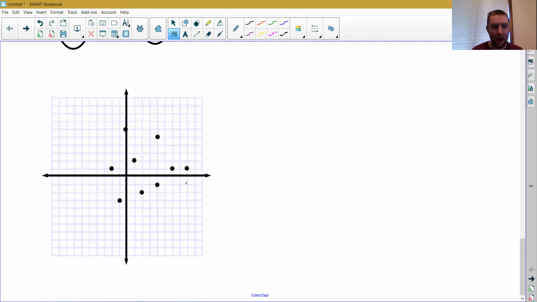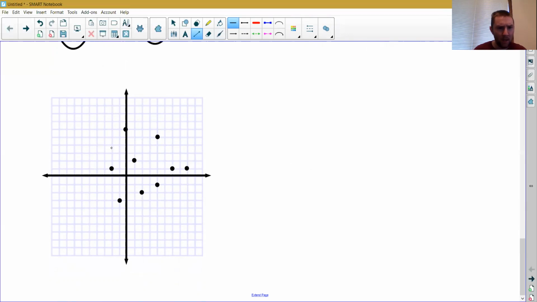here is this graph. Okay, so I have this graph, I have a bunch of coordinate points, and I'm trying to determine, is the relation shown here a function? And in order to do that, I'm going to draw vertical lines. Okay, so I'm going to take my line tool and I'm going to draw vertical lines.